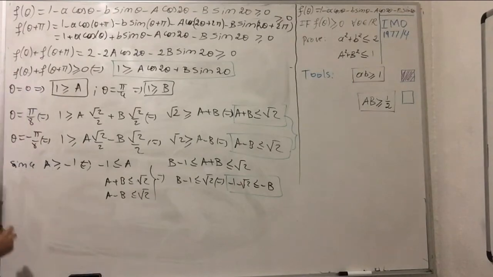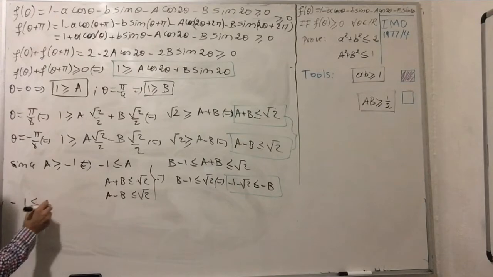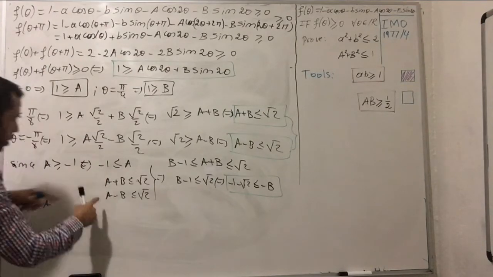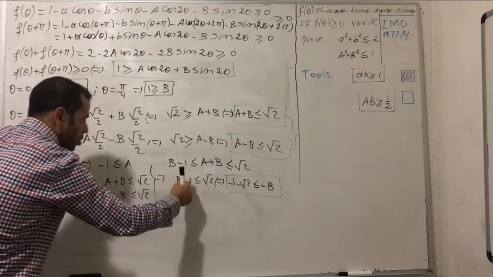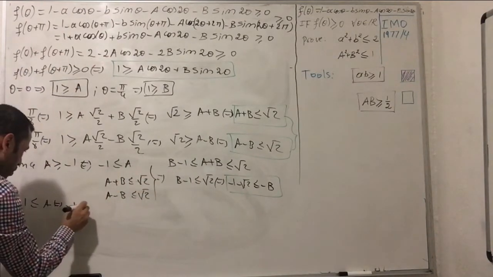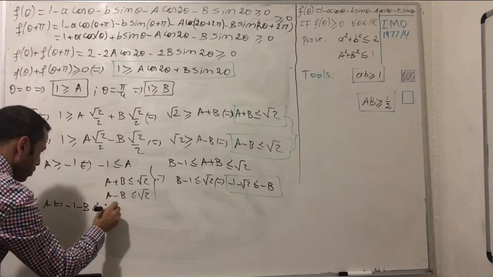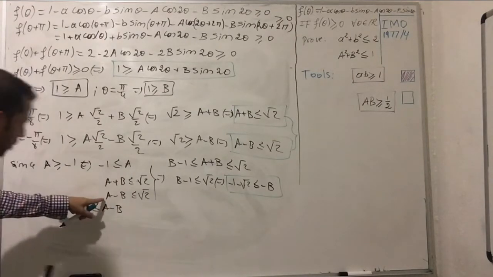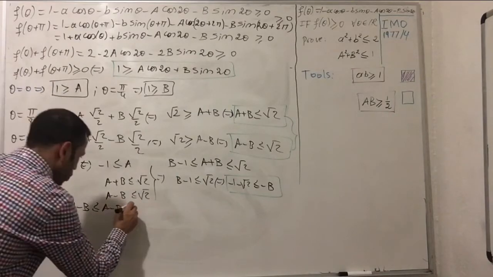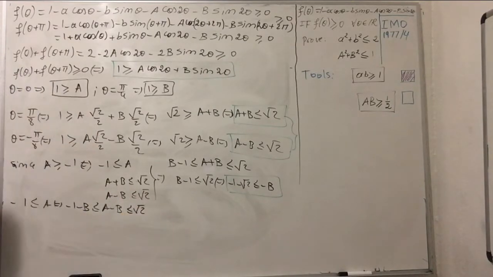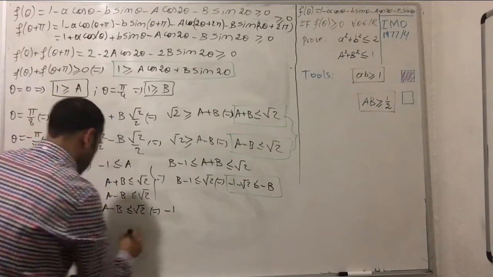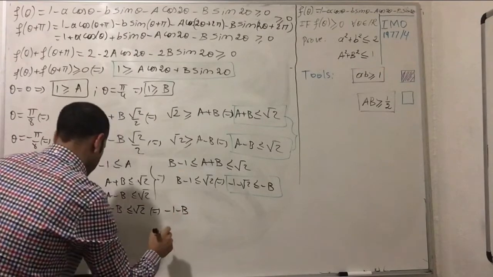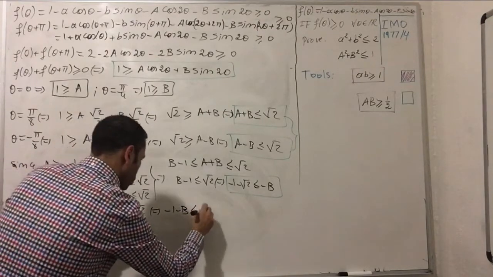I'm working on the other side as well. Since I know this one, minus 1 inferior or equal to A, I'm going to add minus B on both sides. As I did before, I added just B. Now I'm adding minus B. Minus 1 minus capital B, I mean A minus B, capital A minus B inferior or equal to square root of 2, as you have before. What is this telling me? It's telling me that minus capital B is inferior or equal to square root of 2.